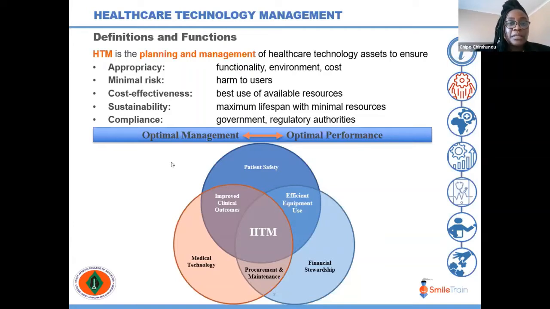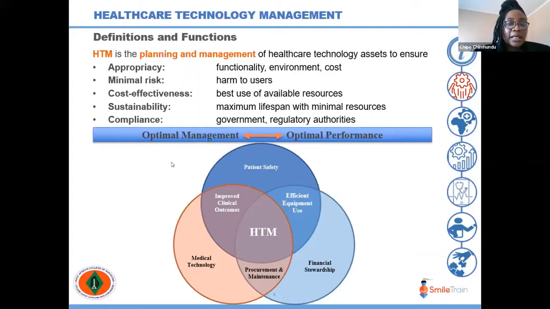A very important element is compliance. This one is a key concern in Africa, where some regulatory authorities may not be as strong as others, but we need to make sure that whatever we're investing in complies with public health policies or government policies, as well as regulatory authorities, particularly for medical devices, if they are in your country or in the region. In summary, if we make sure that we are optimally managing our equipment, it will make sure that we have optimal performance.